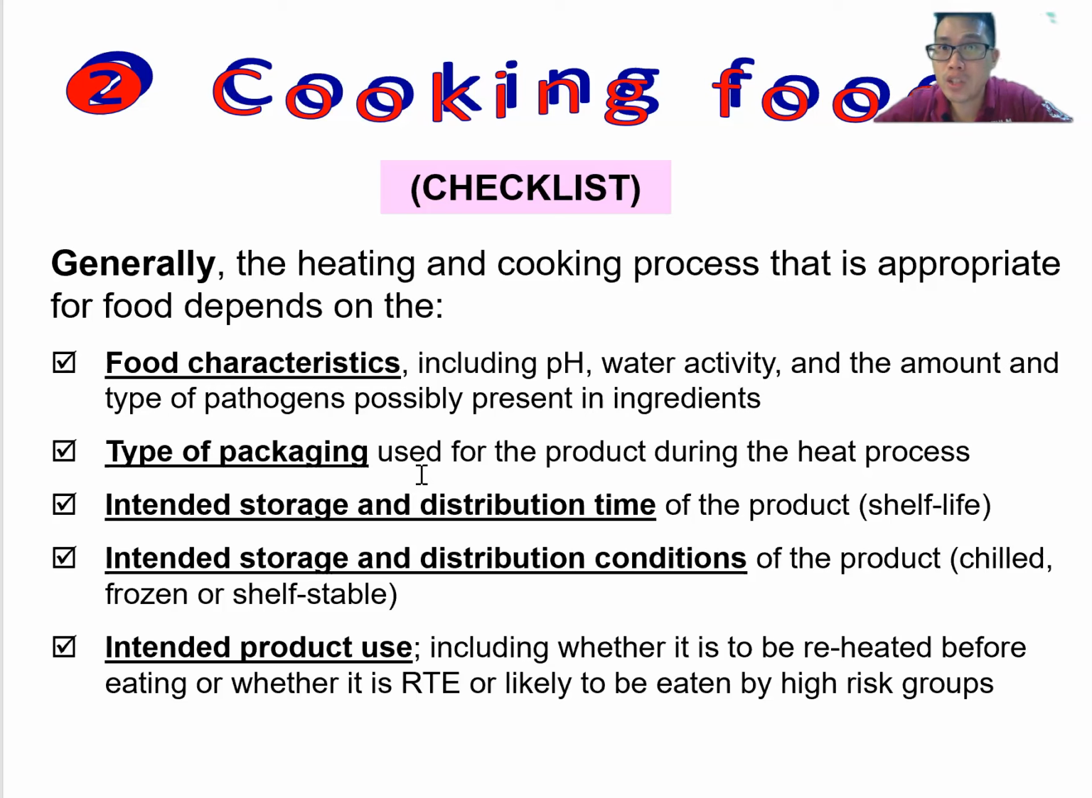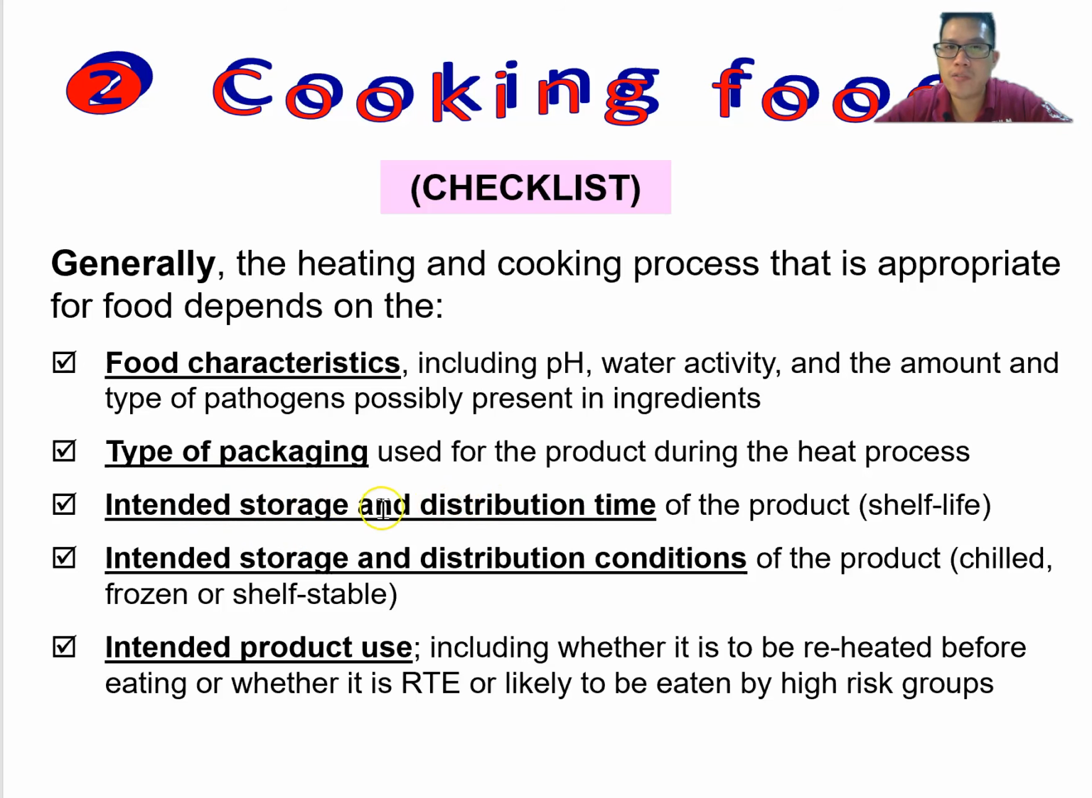Is it in the package? Some of the food, you actually warm up in the package, and because of the package, the warming is slower, because the heat needs to pass through the package. Or what kind of package do you use? Is it metal, plastic or whatever? So, type of package, internal storage and distribution time.